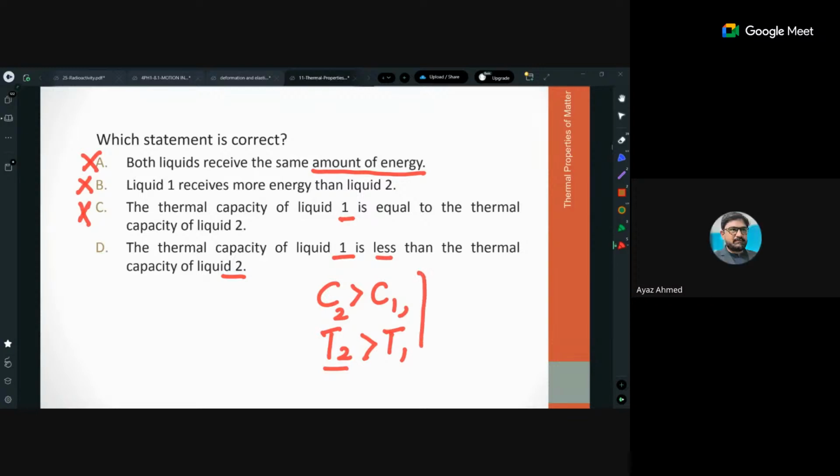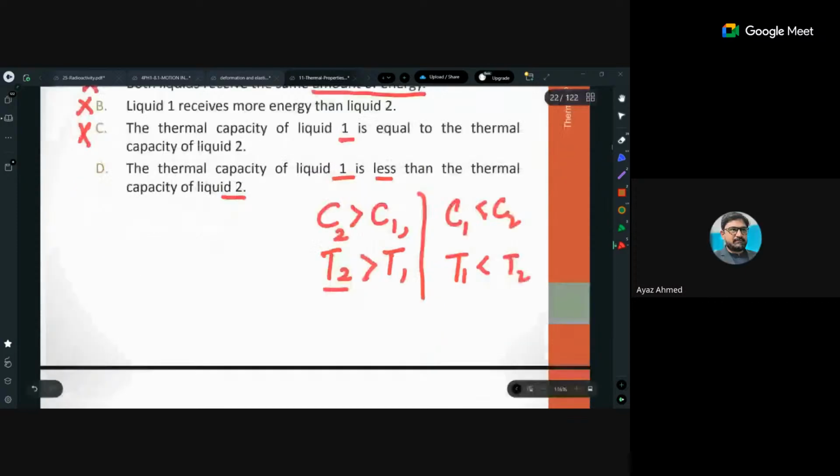Yes, sir. So I can reword it now. C1 is less than C2. That is why T1 is less than T2. Is it clear? Yes, sir. Okay, good.